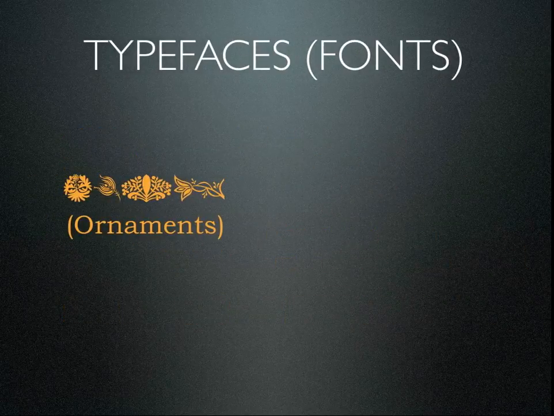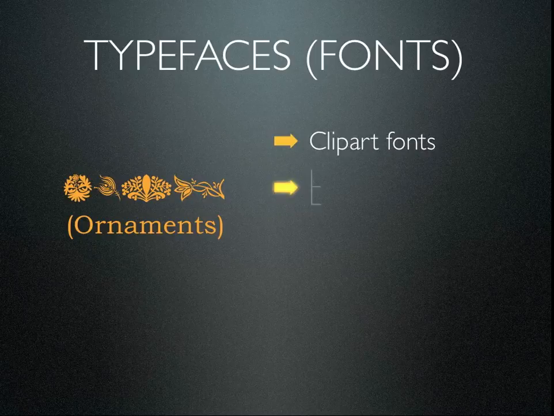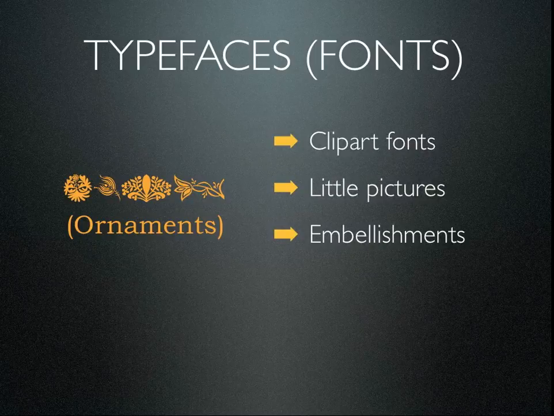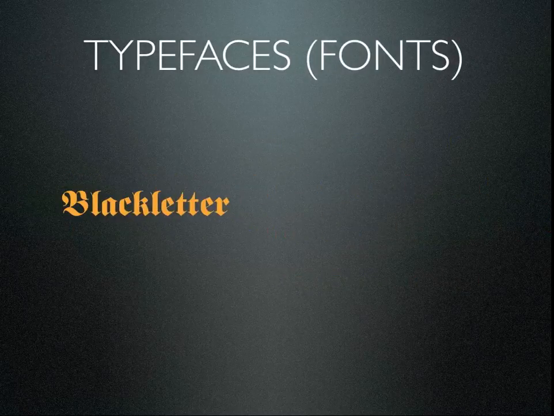Now, ornaments are basically clip art fonts. They're comprised of little pictures. Typically they're used as embellishments. For example, instead of using a dot for a bulleted list, you'll use a little ornament font to create a little picture, like a check mark or an arrow or a star, instead of a bullet. And the other thing is, obviously, they are not readable. As you can see here, this layout of these four little pictures is actually the word font, and you obviously can't read that. So that's just a brief overview of the ornaments category.